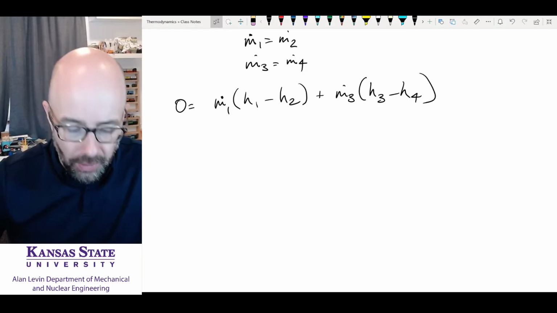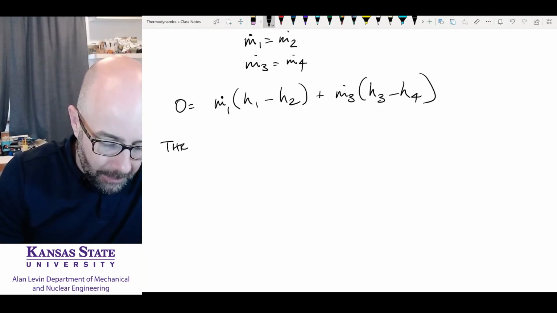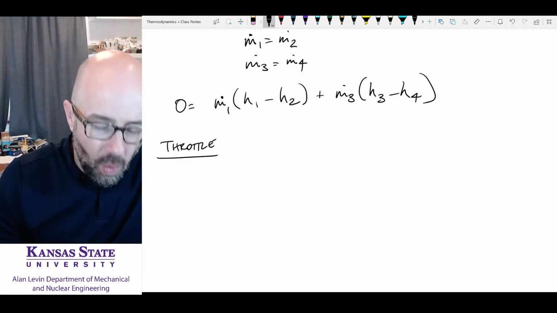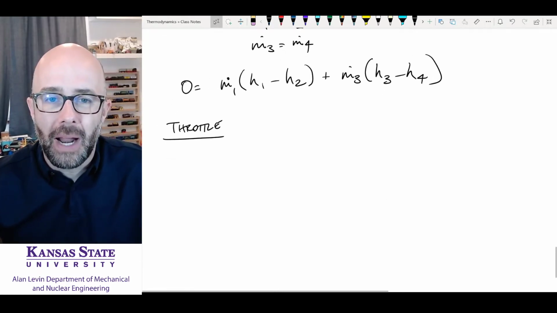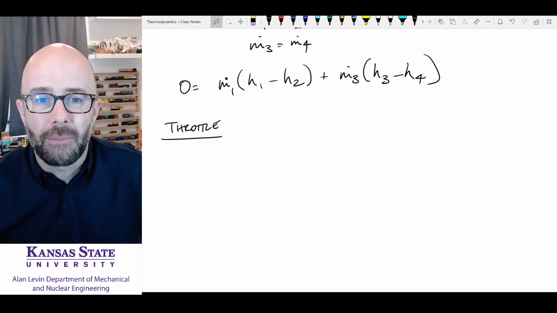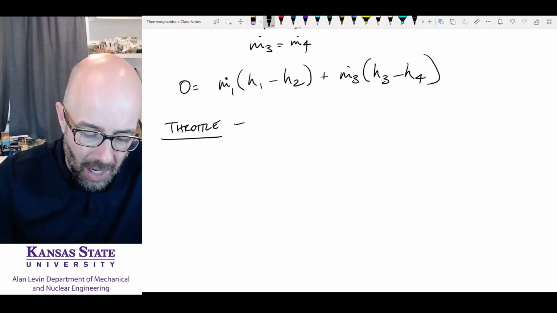The next control volume I have is a throttle. And this is the only control volume that I'm really okay with you memorizing, okay? The throttle, because the throttle is like a valve.